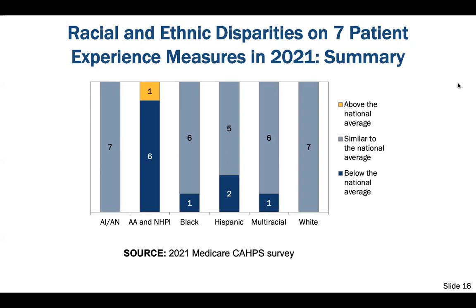You might notice that there are not many instances of being significantly above the national average, and that's in part because we've got a magnitude criterion. The scores are highest on average for the white group, but the white group doesn't differ from the overall national average by an appreciable amount for any of those measures. Next slide, please.